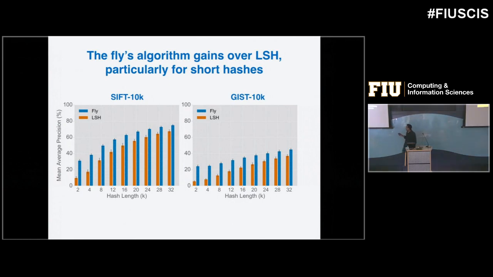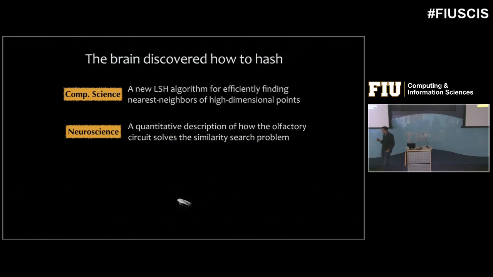We were quite excited about this from two perspectives. One, from a computer science perspective, by studying this neural circuit in the brain, we were able to find this new algorithm for locality-sensitive hashing, for efficiently finding nearest neighbors of very high dimensional points.